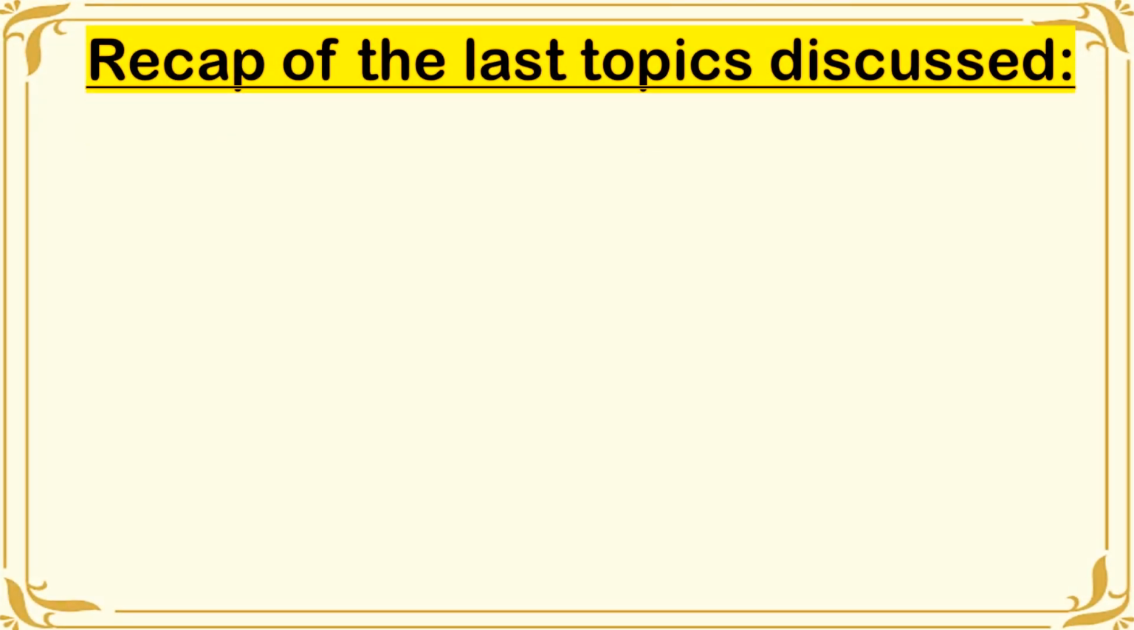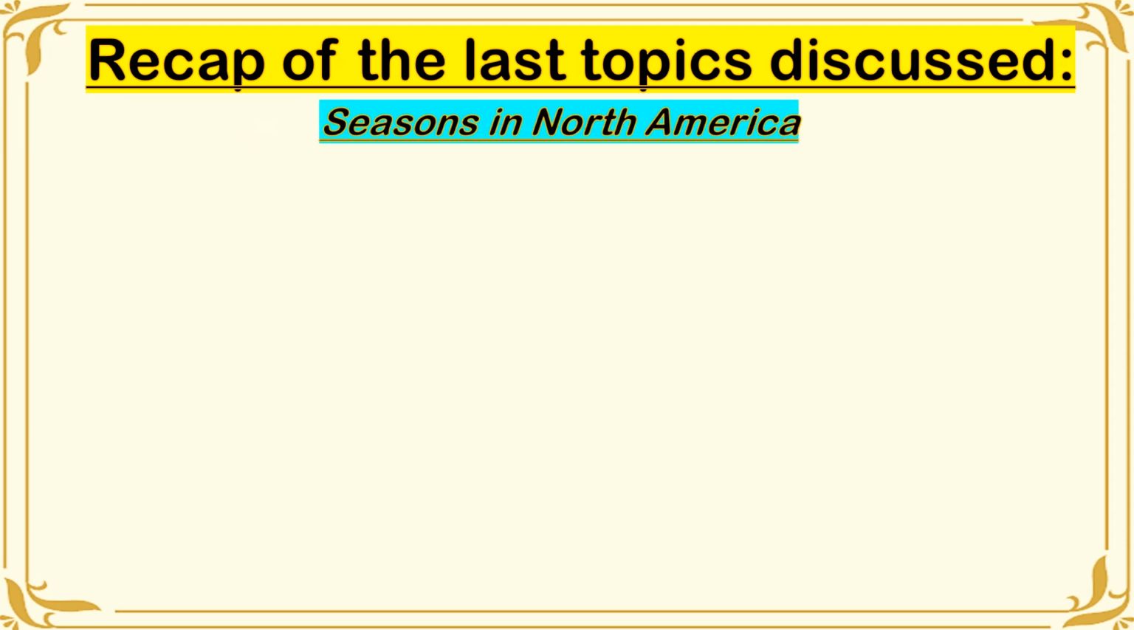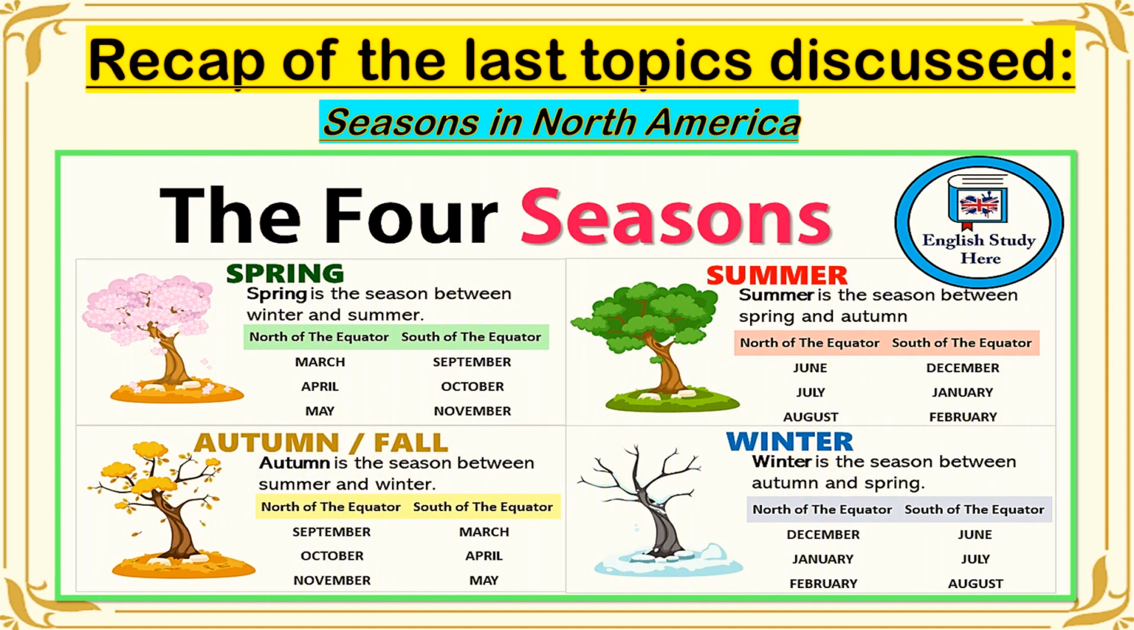Class, before we proceed to our online learning discussion, I would like us to have a short recap of the last topics discussed, which was about the seasons in North America. So there are 4 seasons in North America. Spring. Spring is the season between winter and summer. North of the equator, March, April, May. South of the equator, September, October, November.